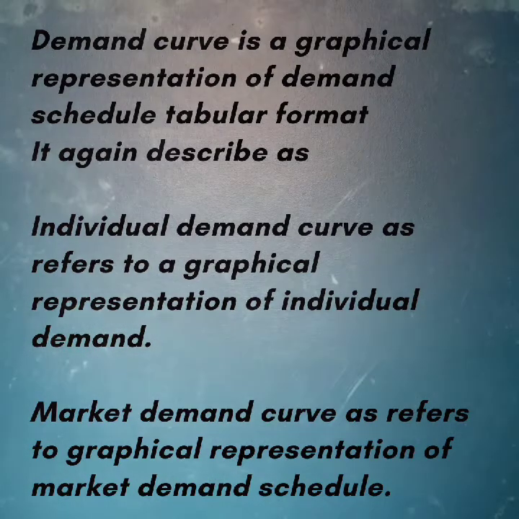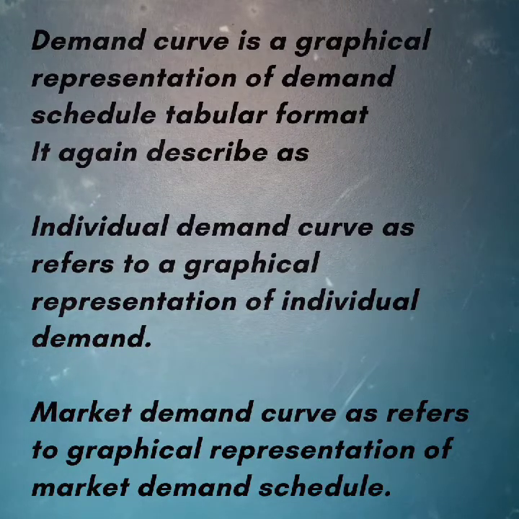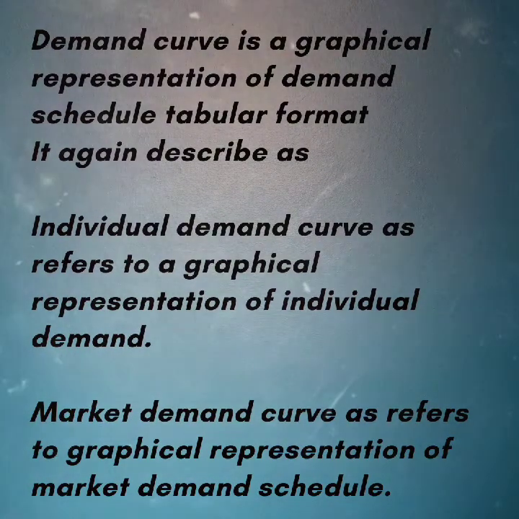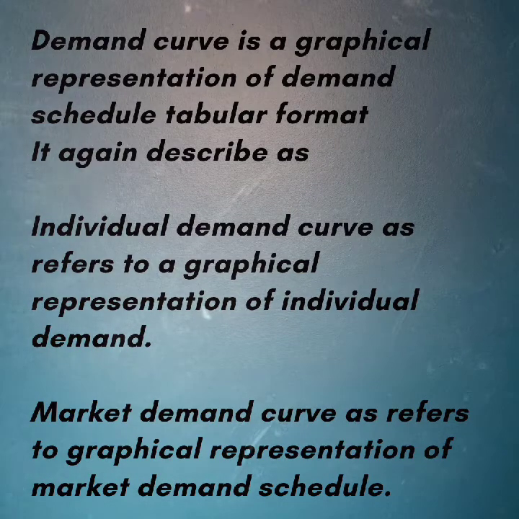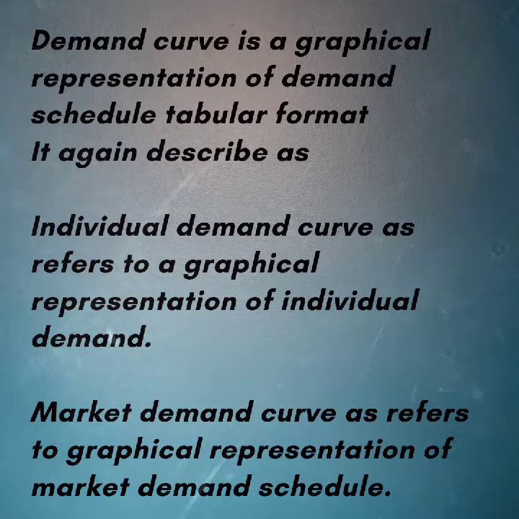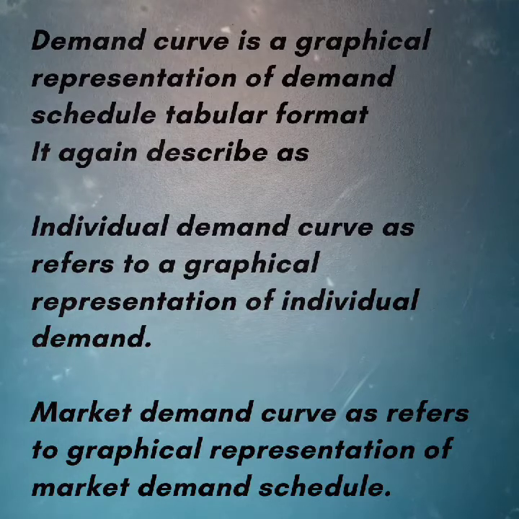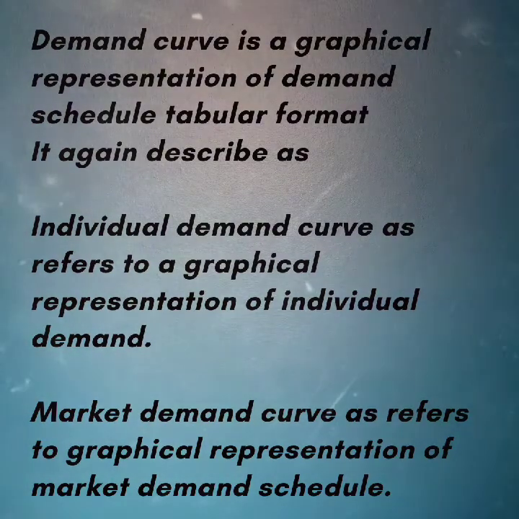It is an inverse relationship between quantity demanded of a commodity and its price, keeping other factors constant. Inverse relationship means what? If the price increases, demand decreases. Okay, so other factors remain constant. It can be drawn for any commodity by plotting each combination of the demand schedule on a graph.